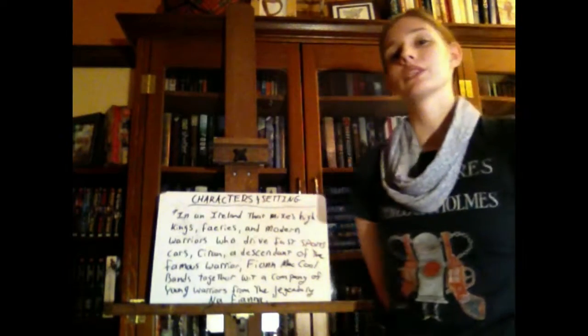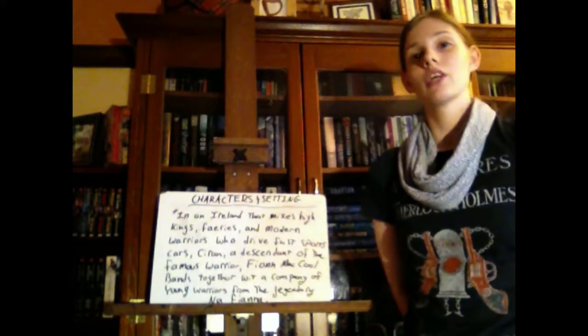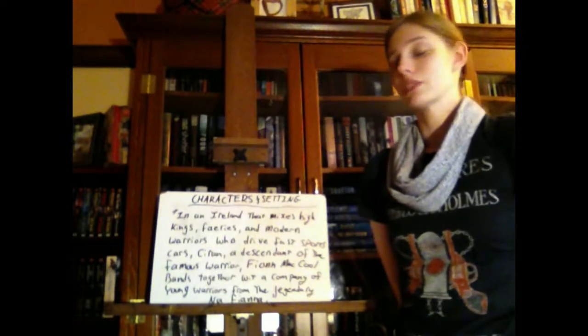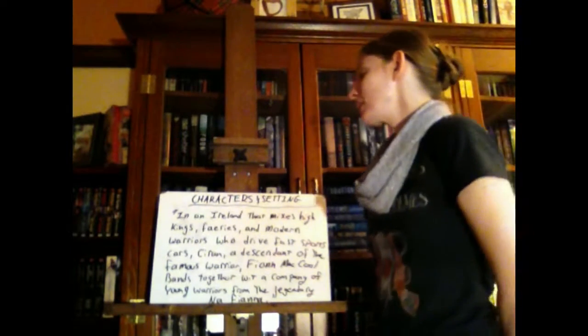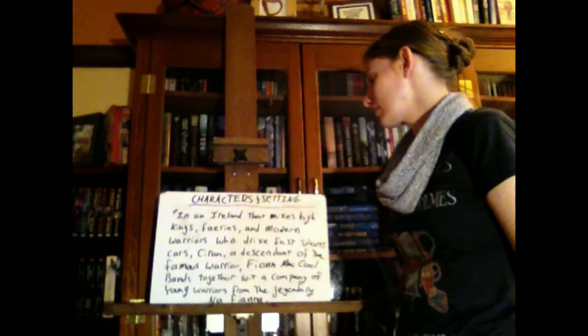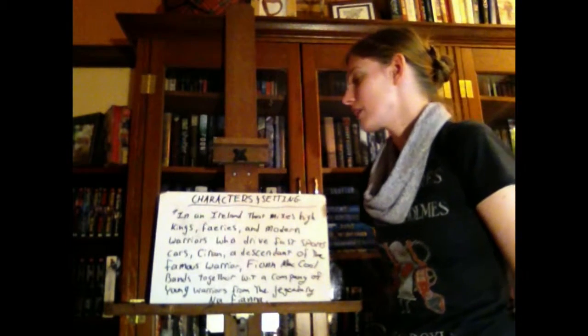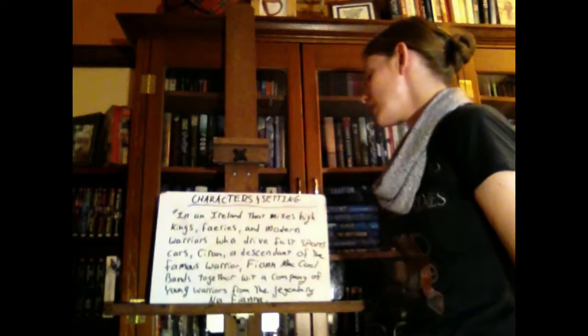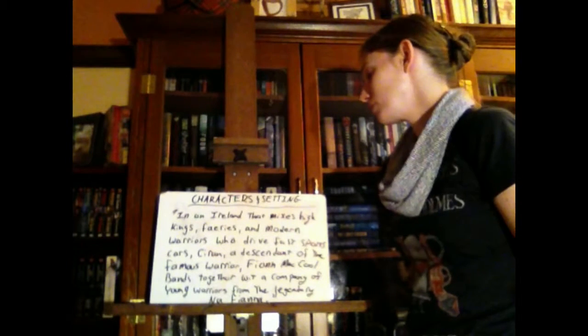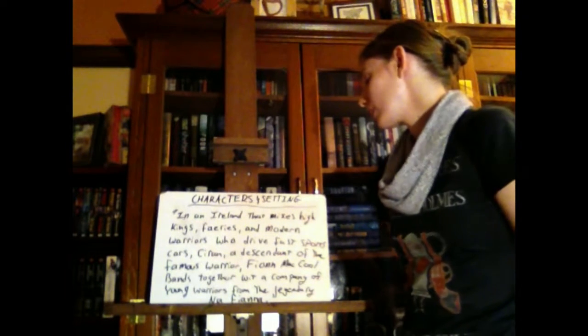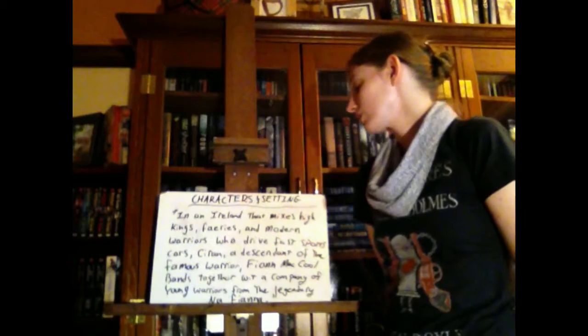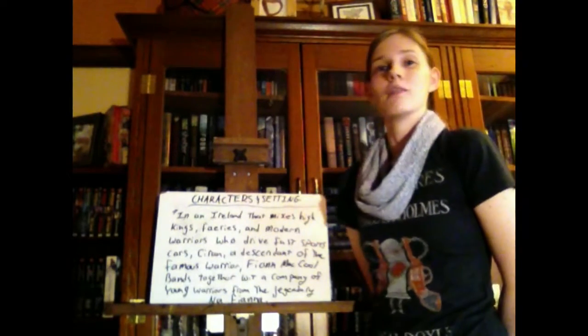What I did first was the setting and then the characters. And I will read you the first part of my synopsis from Blood Ties, which is: in an Ireland that mixes high kings, fairies, and modern warriors who drive fast sports cars, Kieran, a descendant of the famous warrior Finn McCool, bands together with a company of young warriors from the legendary Fianna.